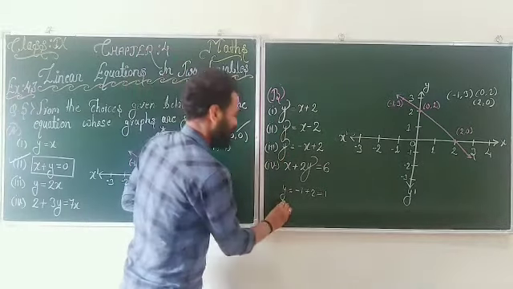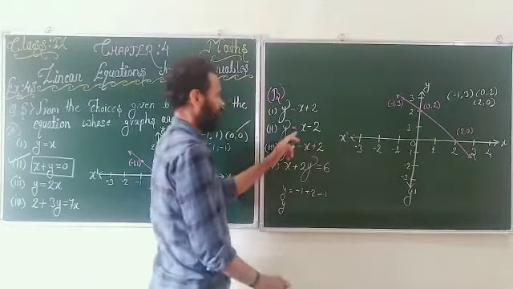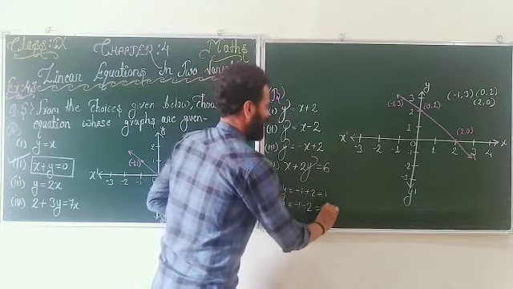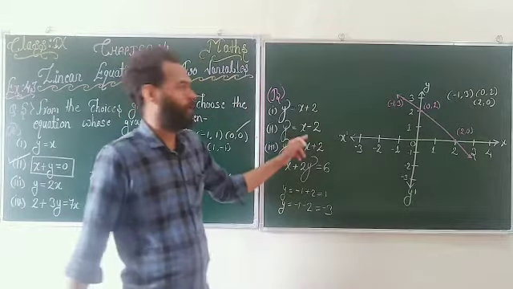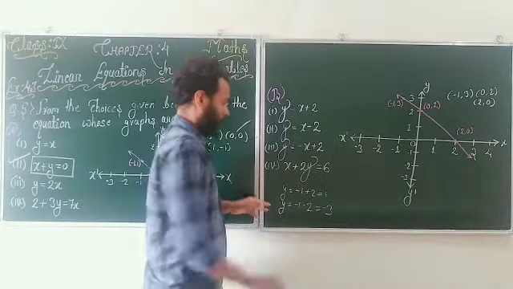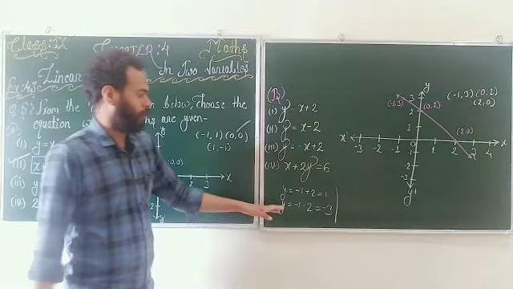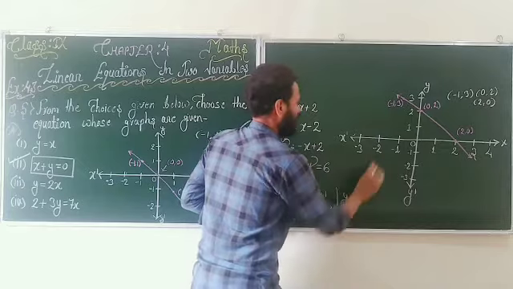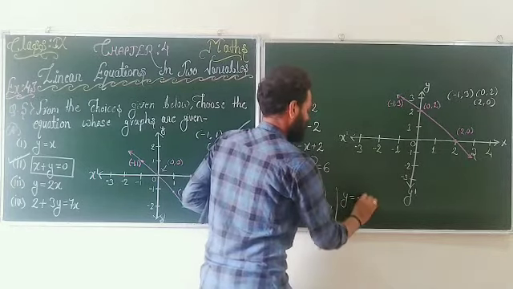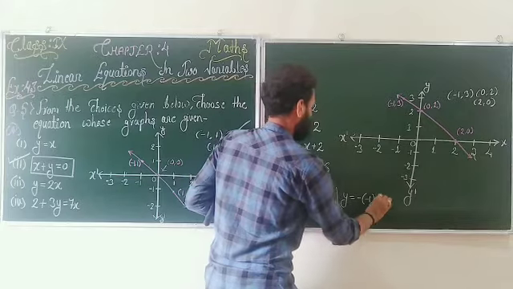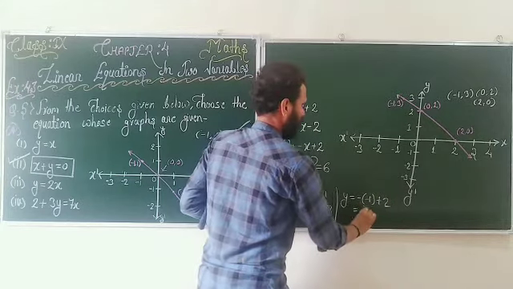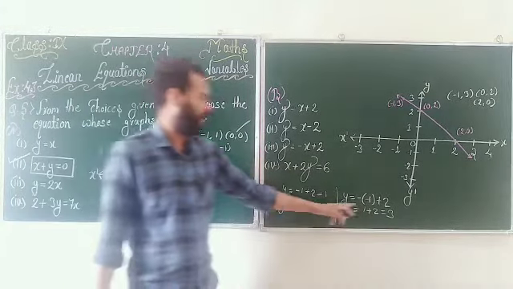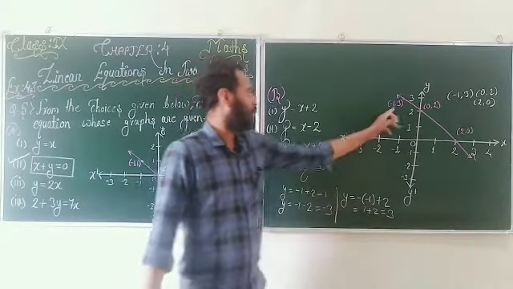In the second, if we put x equal to -1, we get -3. So this is also not the equation, and this point does not belong to it. In the third equation, if we put x equal to -1, we get -1 plus 2 plus 1, that is 3. If we put -1, we get 3, so the point -1, 3 is satisfied.